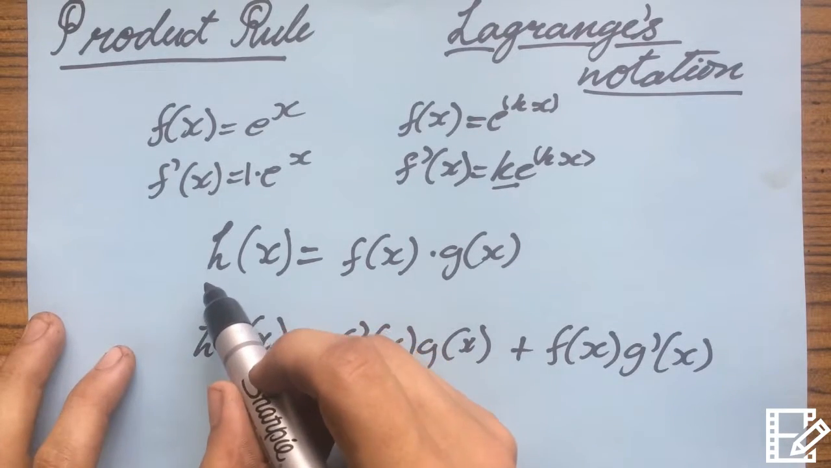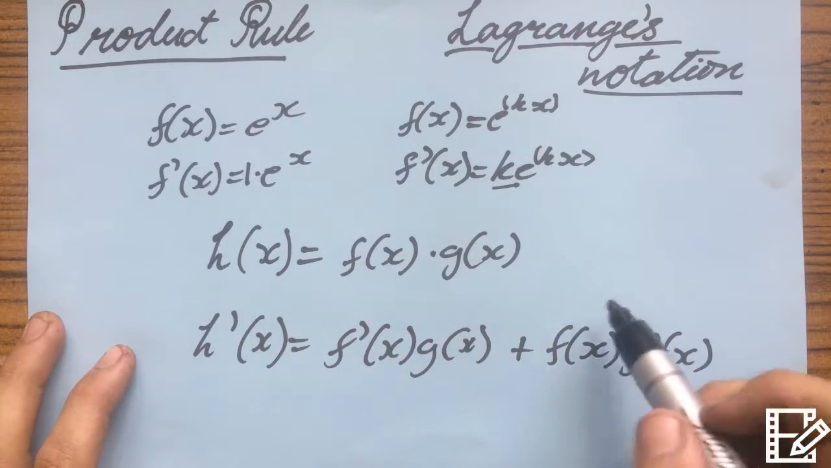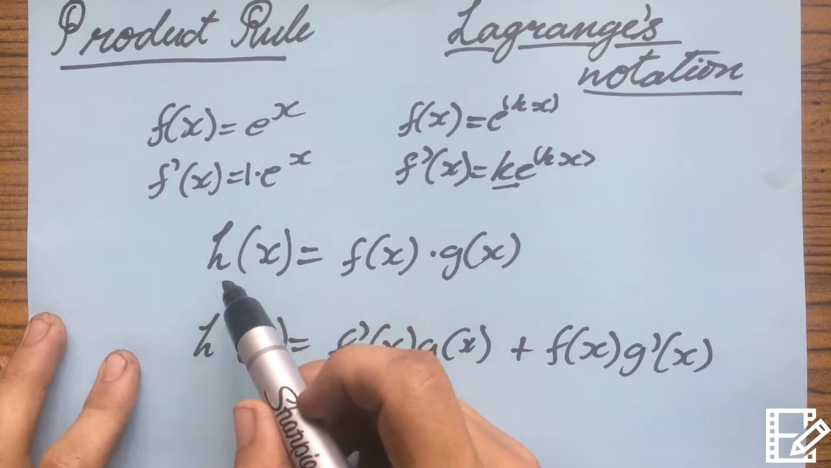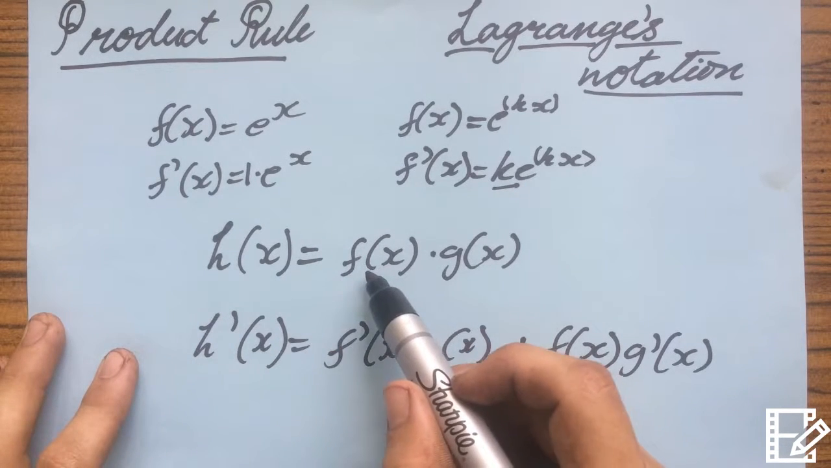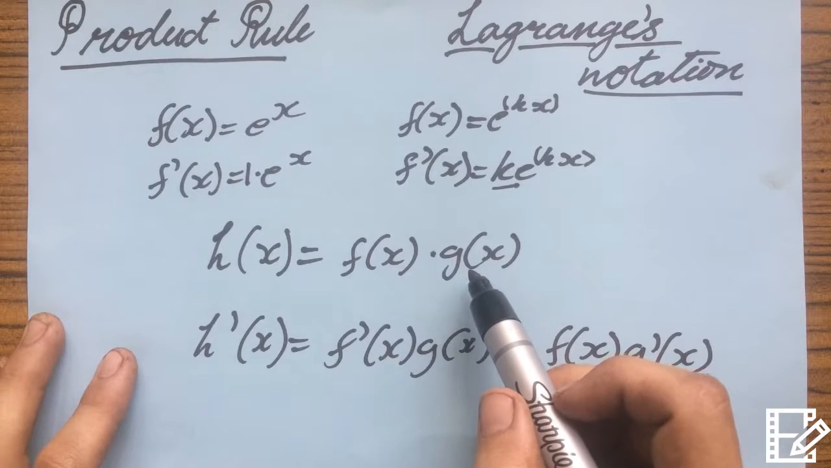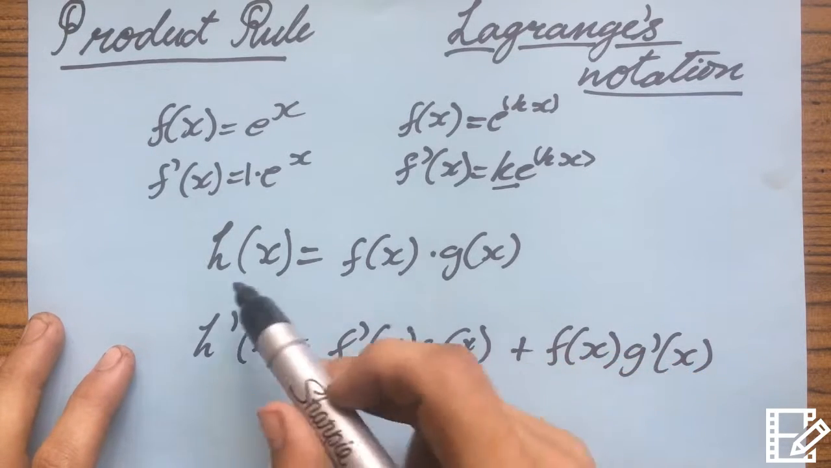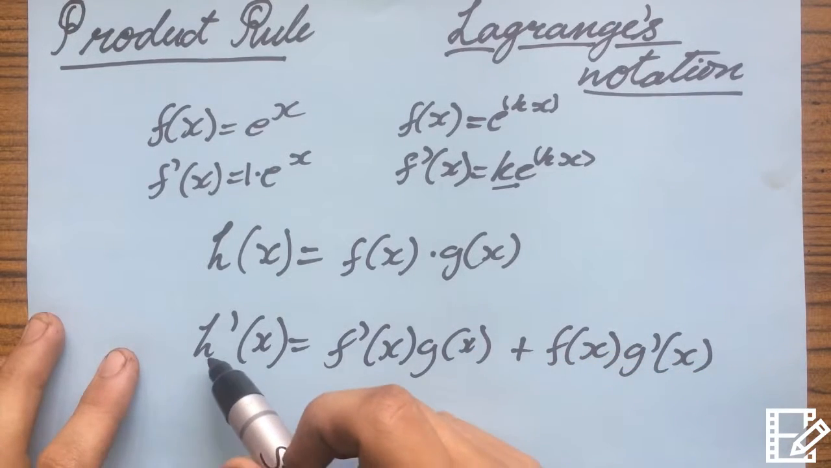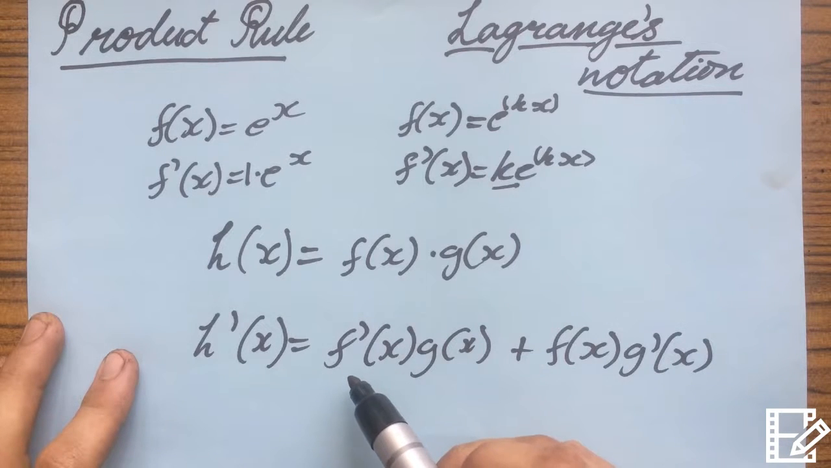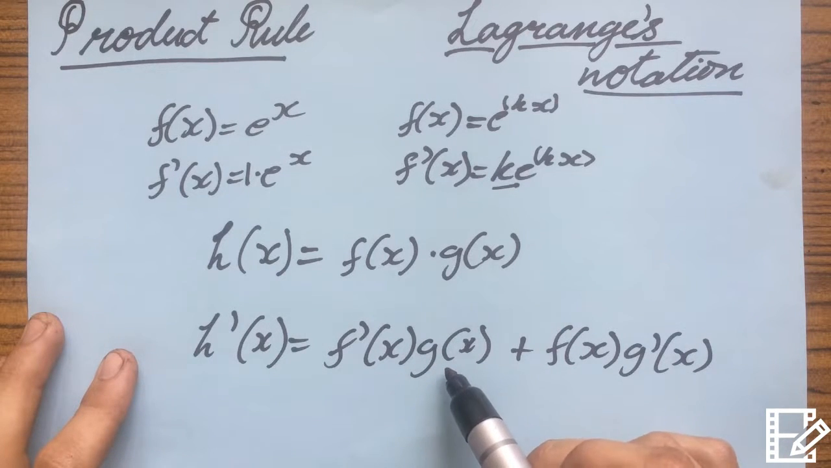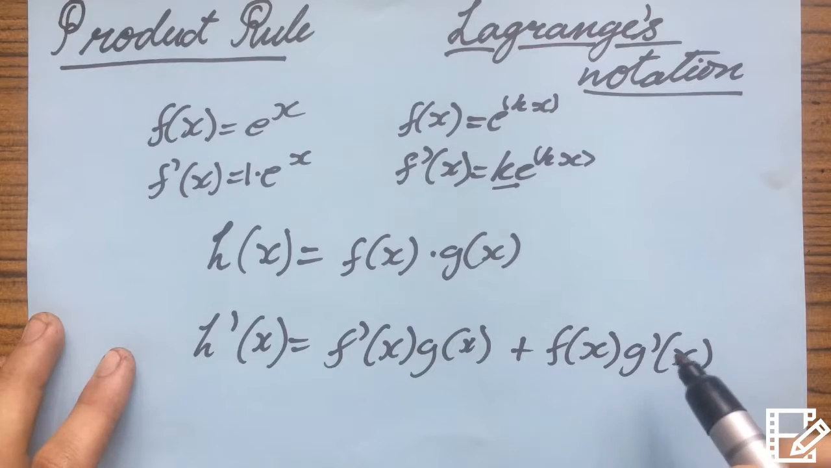But here's just Lagrange's way of doing the product rule. You have a function h(x), within it you have two functions multiplied by one another, f(x) and g(x). This is what I labeled them as. And the derivative of h(x) is the derivative of f(x) multiplied by g(x) plus f(x) multiplied by the derivative of g(x).